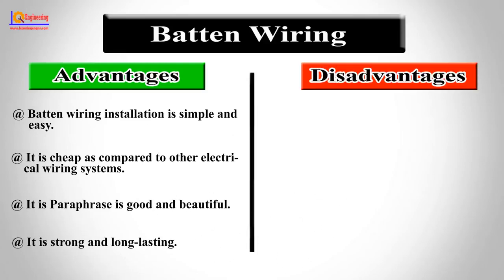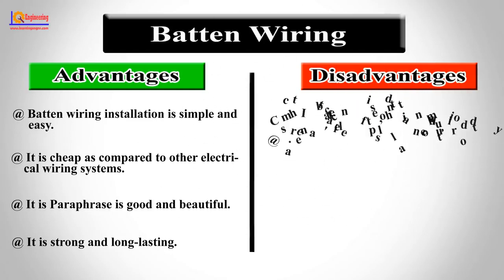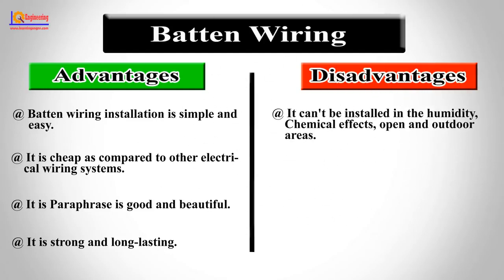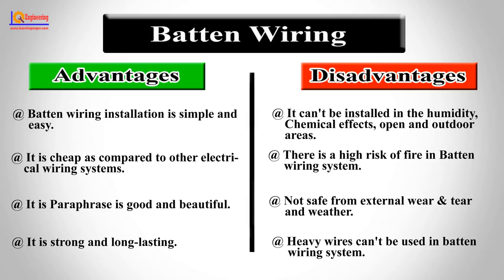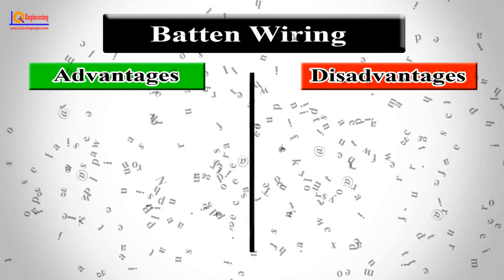Some disadvantages of batten wiring. It can't be installed in humidity, chemical effects, open and outdoor areas. There is a high risk of fire in the batten wiring system. Not safe from external wear and tear and weather. Heavy wires can't be used in the batten wiring system.